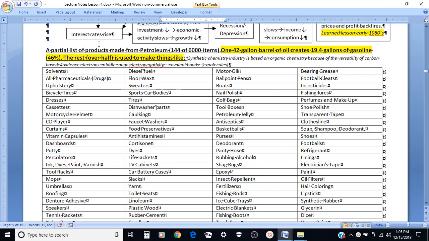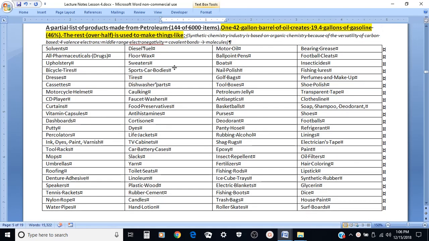So here's just a short list of products made from petroleum. It's 144,000 items. I'm sure more and more items will be made, right? And well, okay, so pharmaceuticals. Every drug you take is made from oil. Oil is a base molecule from which you synthesize complex drugs.